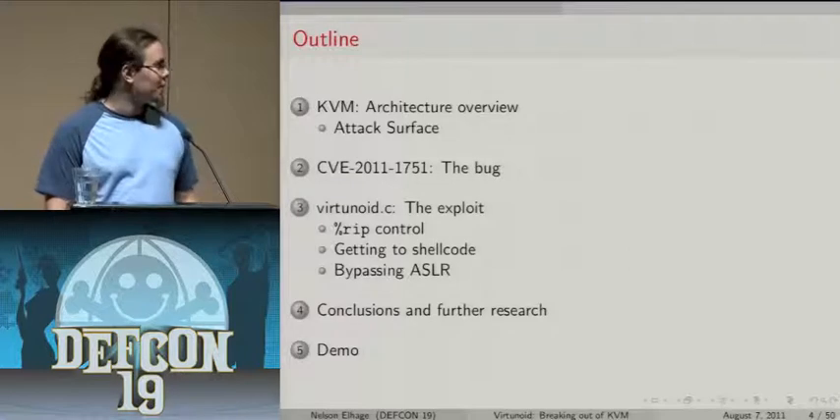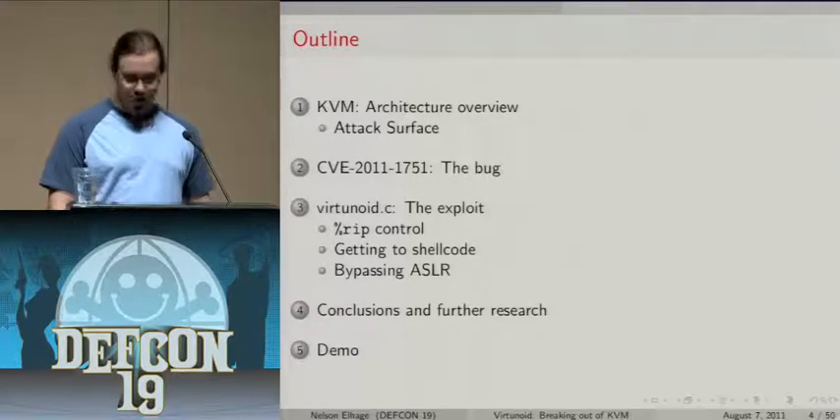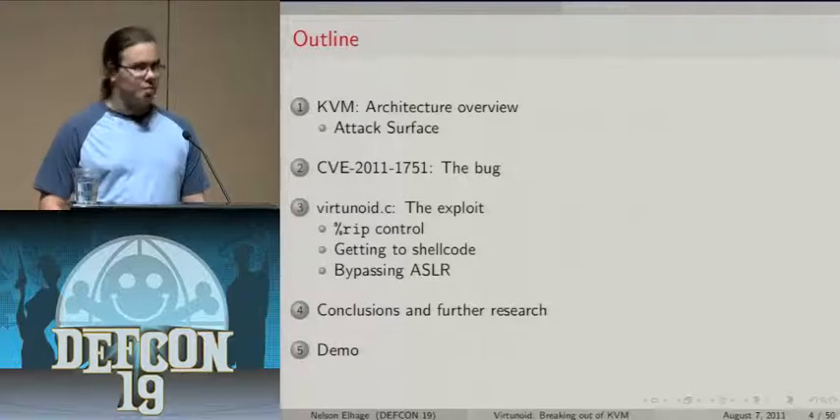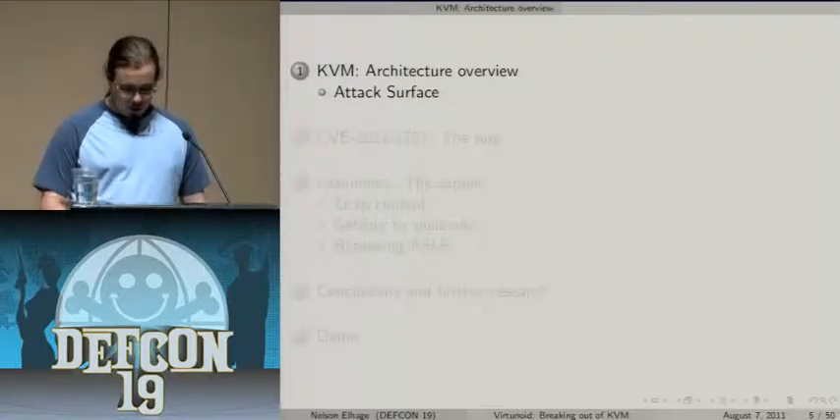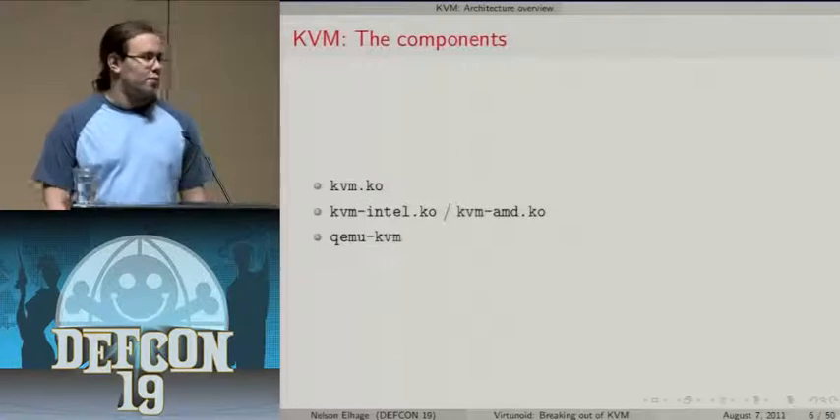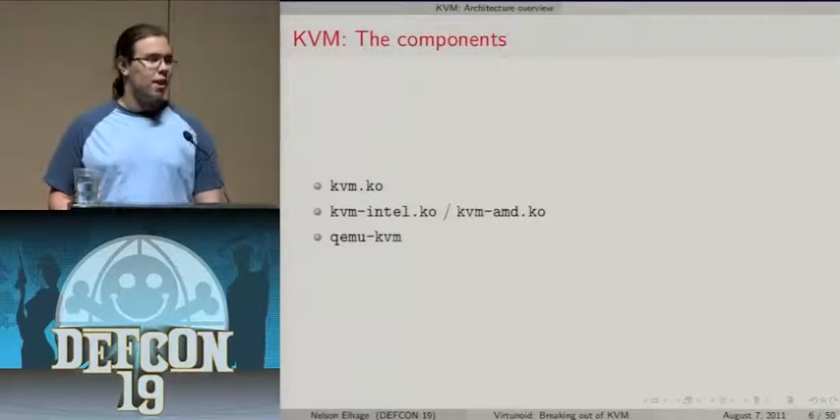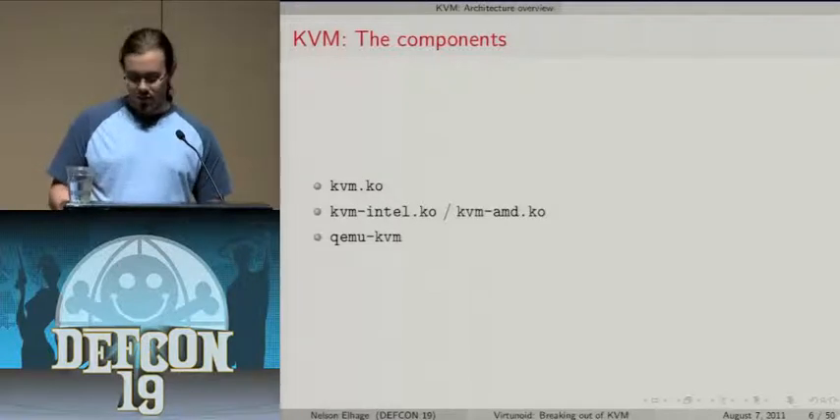Then I'll discuss some conclusions that I think are implied or suggested by my work, and some future directions that I hope to proceed in or that I would love to see other people do work in. And then we'll demo the exploit, because no talk on exploitation is complete without an on-stage demo to potentially screw up hilariously. It's been reliable so far.